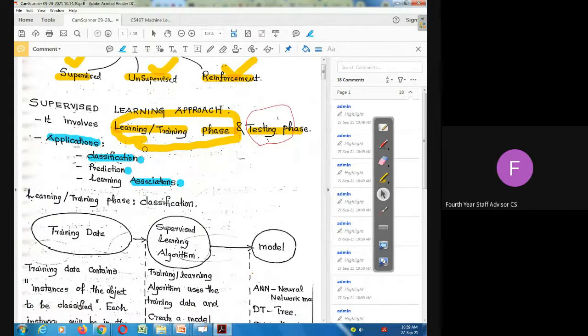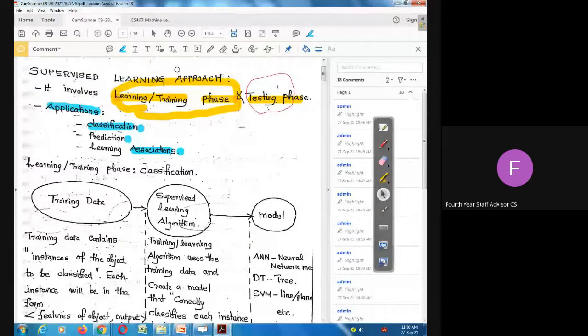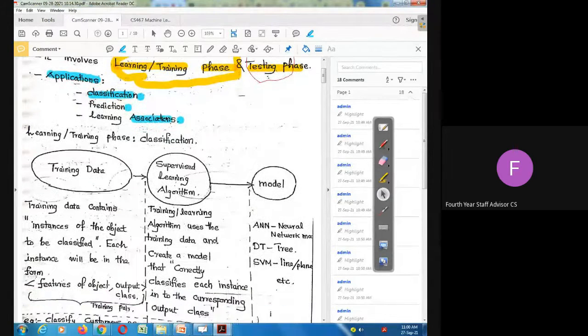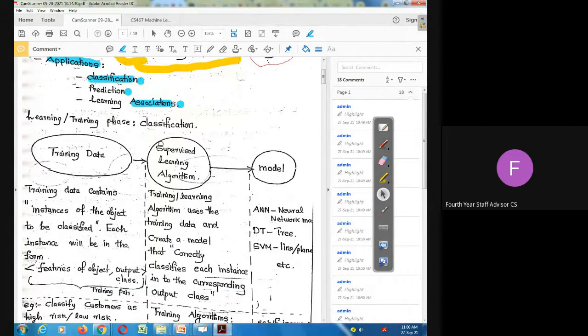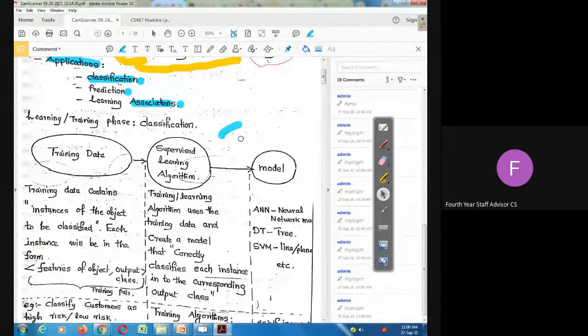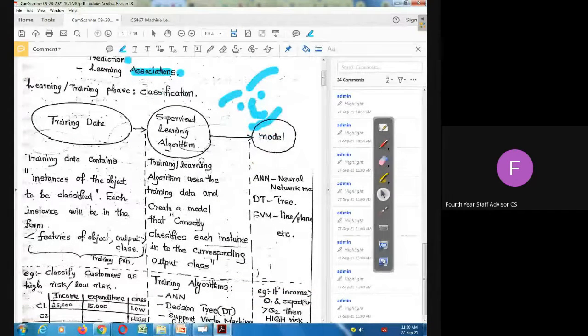Now I'm moving to the concept of the supervised learning approach. What does the supervised learning approach mean? Already I told you there are two phases. One is called the learning phase and another is called the testing phase. In the learning phase, you can just note this diagram. This diagram is very important. This is the basic concept.